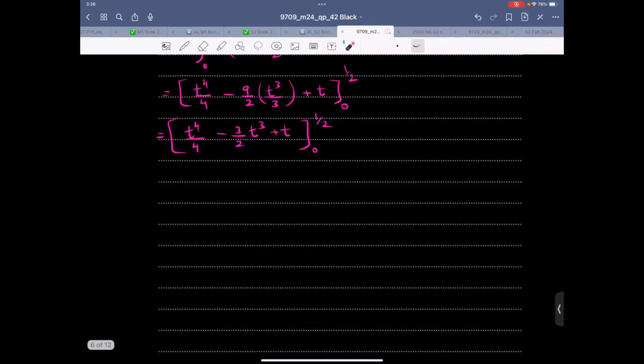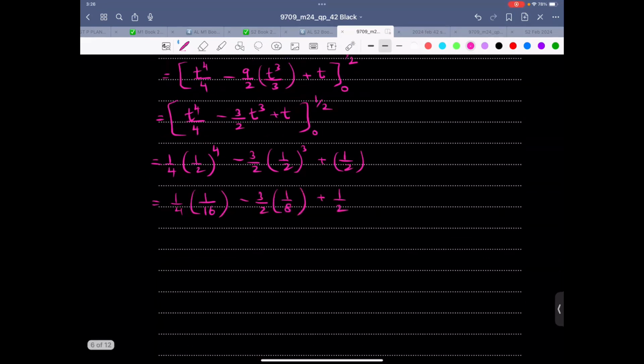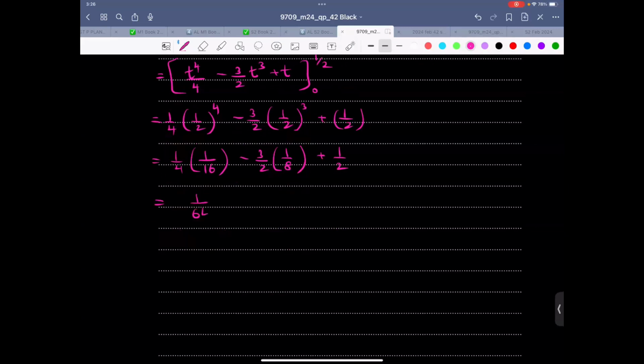So when we plug in 0, everything will be cancelled out. So it's kind of useless plugging it in. Just plug in half. So therefore, this is 1 over 4 times 1 over 2 raised to the power of 4, minus 3 over 2 times 1 over 2 raised to the power of 3, plus 1 over 2. So this is 1/4 times 1 over 16, this is 3 over 2 times 1 over 8, and this is 1 over 2. So this is 1 over 64.